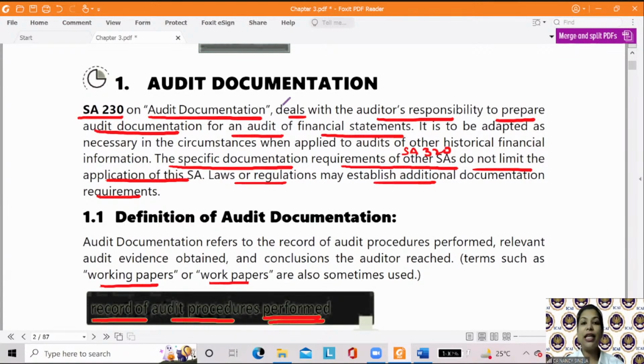So SA 230, the name is what? Audit documentation. It deals with the auditor's responsibility to prepare the audit documentation for an audit of financial statements. Okay? And the specific documentation requirement of other SAs do not limit the application of this SA. तो अगर किसी SA में लिखा है कि materiality की audit documentation करना है, so it does not mean कि for rest of the audit, the auditor is not required to maintain any audit documentation. Okay? Now, what is audit documentation?